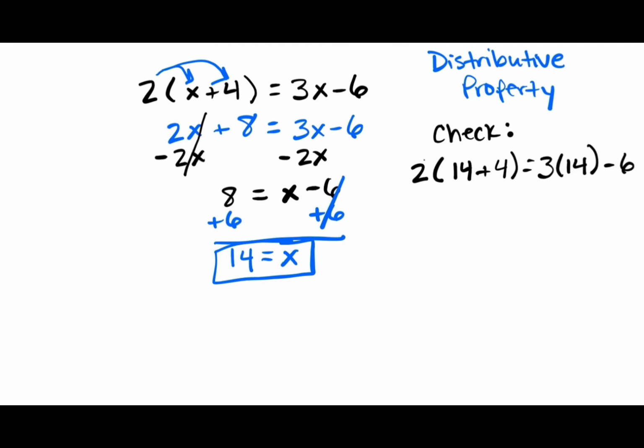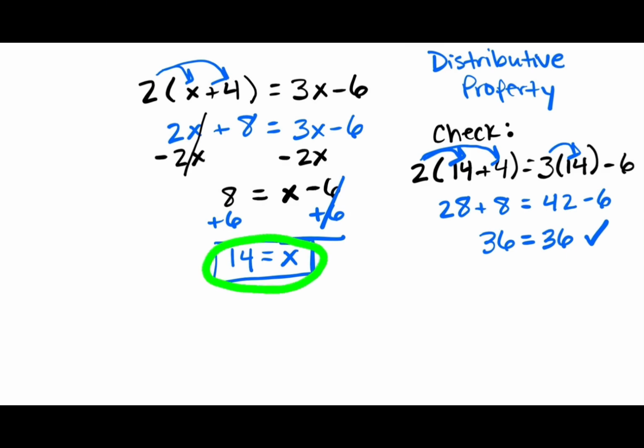So remembering the distributive property, I'm going to have 2 times 14, which equals 28, plus 2 times 4, which equals 8, equals 3 times 14, which equals 42, minus 6. Now I can simplify more. 28 plus 8 equals 36, equals 42 minus 6 equals 36. So 36 equals 36 is a true expression. That means the left side is equal to the right side. Therefore, we know that our variable x really does equal 14.